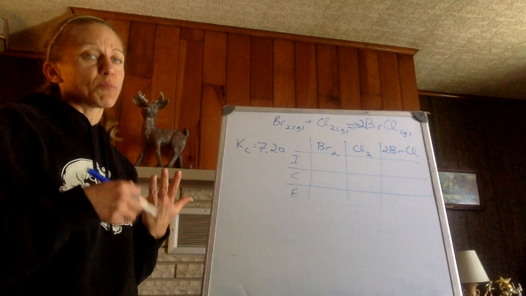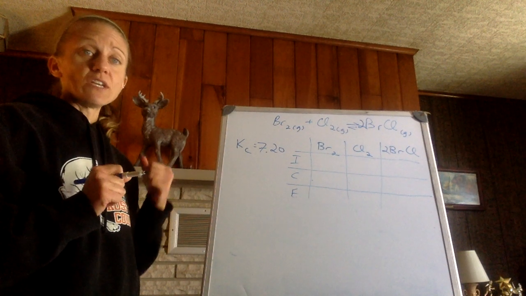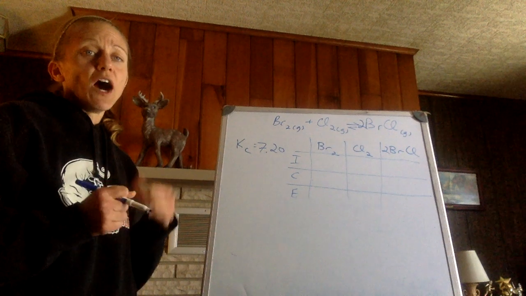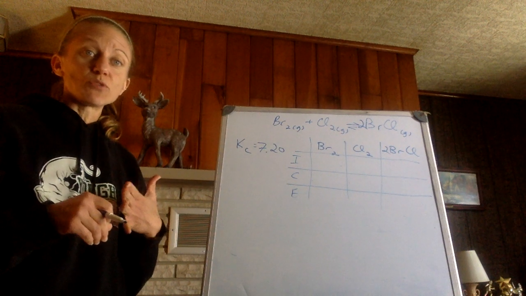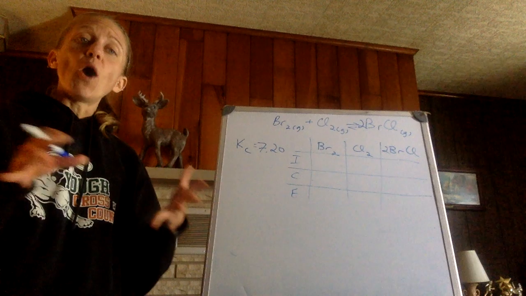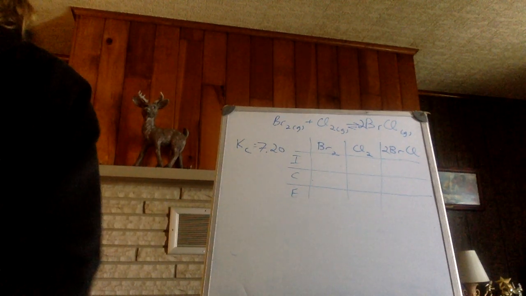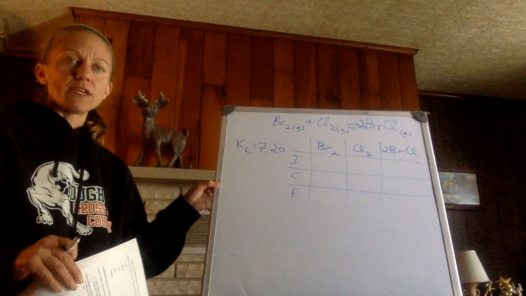There were two big types of problems in this chapter. There was the ICE chart, and there was comparing Q and K. So I'm going to do one of each. I feel like with the Le Chatelier's principle stuff too, you're looking at one or the other of these on this quiz.